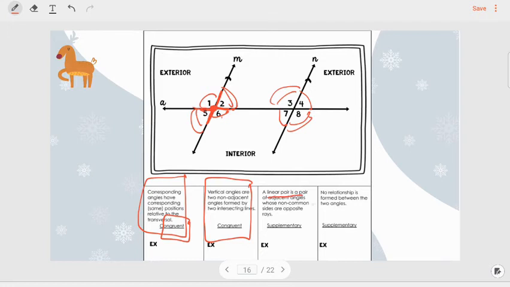A linear pair is a pair of adjacent angles. Adjacent means just next to.